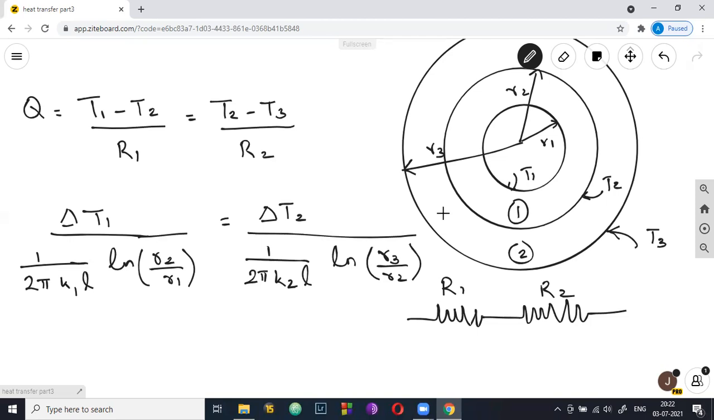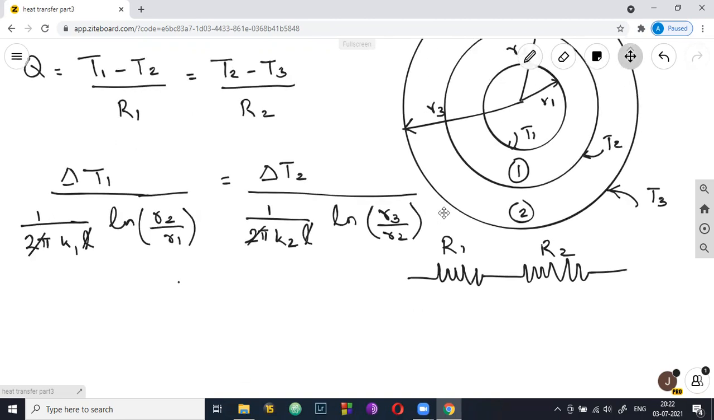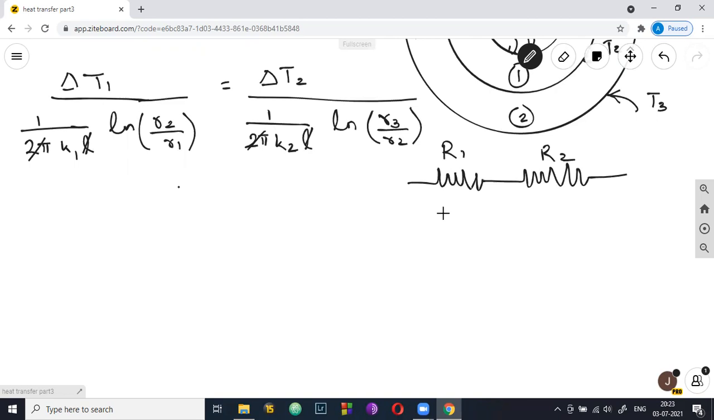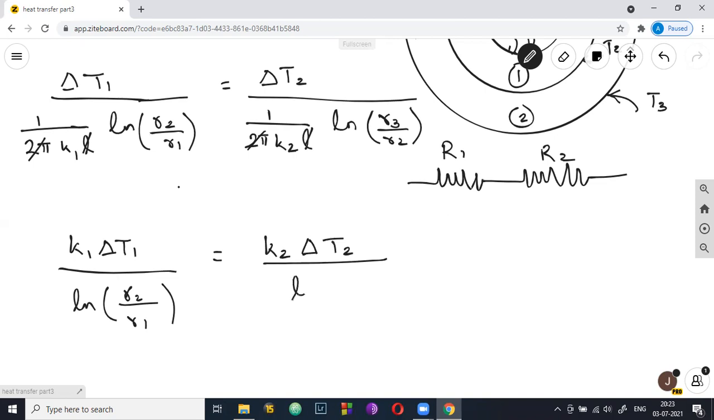Okay. Now, what is given to us? First of all, what we can simplify here, 2 pi gone. L gone, that's it. So 1 by K1 goes in the numerator. So K1 delta T1 divided by log of R2 by R1 is equal to K2 delta T2 divided by log of R3 by R2. That's it. Let's write this as equation 1.